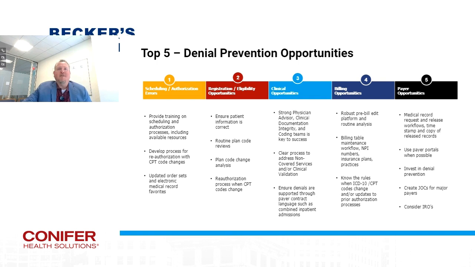Number four, billing opportunities. Some of these are pretty straightforward: robust pre-bill edits. The more you can catch up on the front end, the better. Billing table maintenance workflow, MPI numbers, still see a lot of challenges. We have a lot of physicians that are coming in and out of health systems, whether they're under contract or direct employment or another relationship. Sometimes MPI numbers are not always accurate or getting updated in the system as you have new physicians coming in. This can lead to some technical denials.